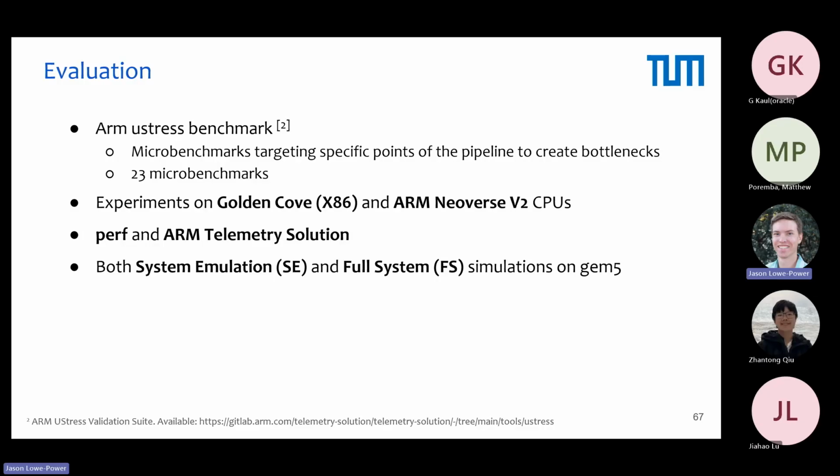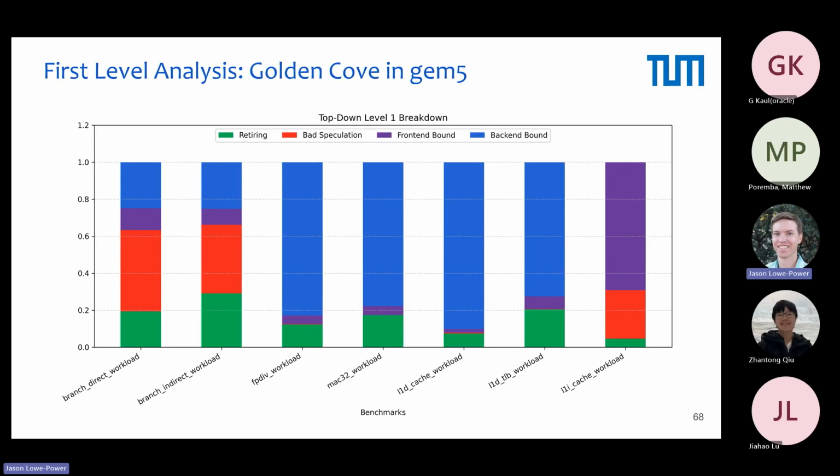We run our experiments on Golden Cove and on Neoverse V2 CPUs so that we see that our results are applicable to different processor types. In the real hardware, we get our results using Perf and the Arm telemetry solution, and we validate it using both system call emulation and full system simulations.